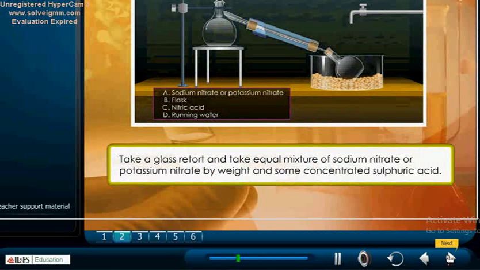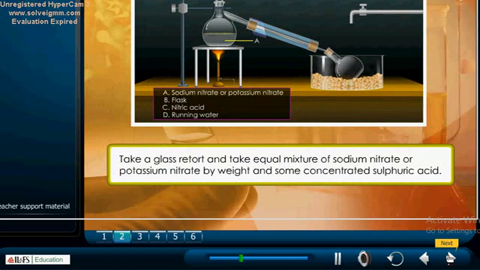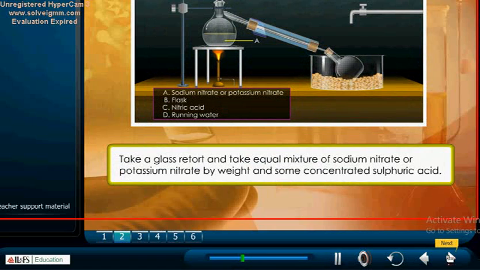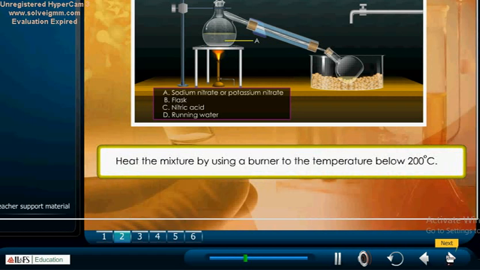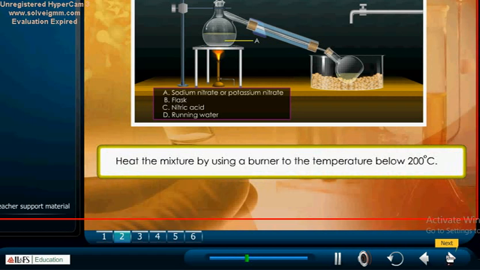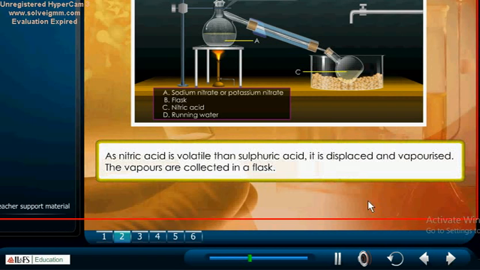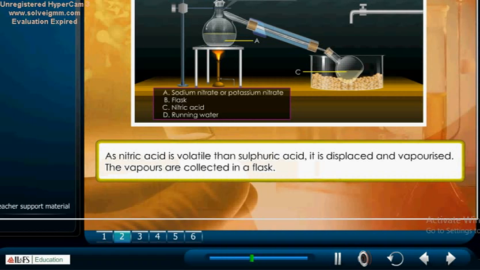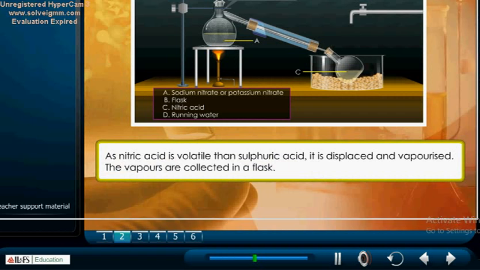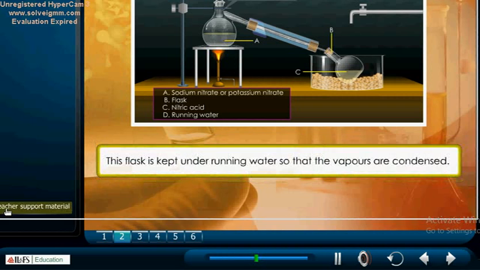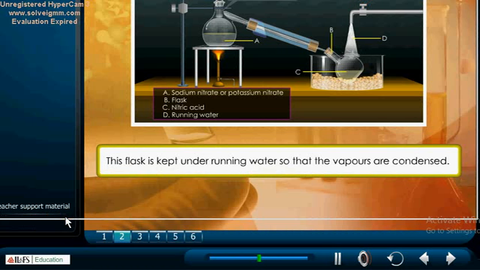Take a glass retort and take an equal mixture of sodium nitrate or potassium nitrate by weight and some concentrated sulfuric acid. Heat the mixture using a burner to a temperature below 200 degrees Celsius. As nitric acid is more volatile than sulfuric acid, it is displaced and vaporized. The vapors are collected in a flask. This flask is kept under running water so that the vapors are condensed.